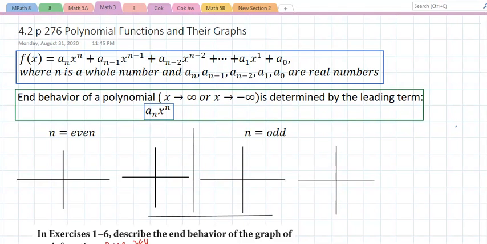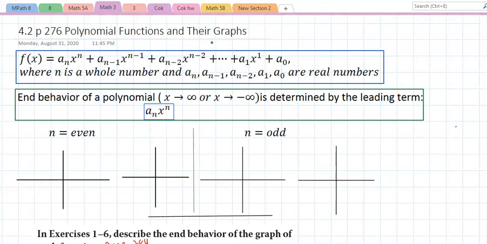Section 4.2 is on page 276. So I claim the purpose of chapter 4 is mainly to sketch a graph of polynomials. We're going to spend enough time on this. I'm going to go way more in depth than the book does, and we want to make sure that we master this idea. So on page 276 it says polynomial functions and their graphs.